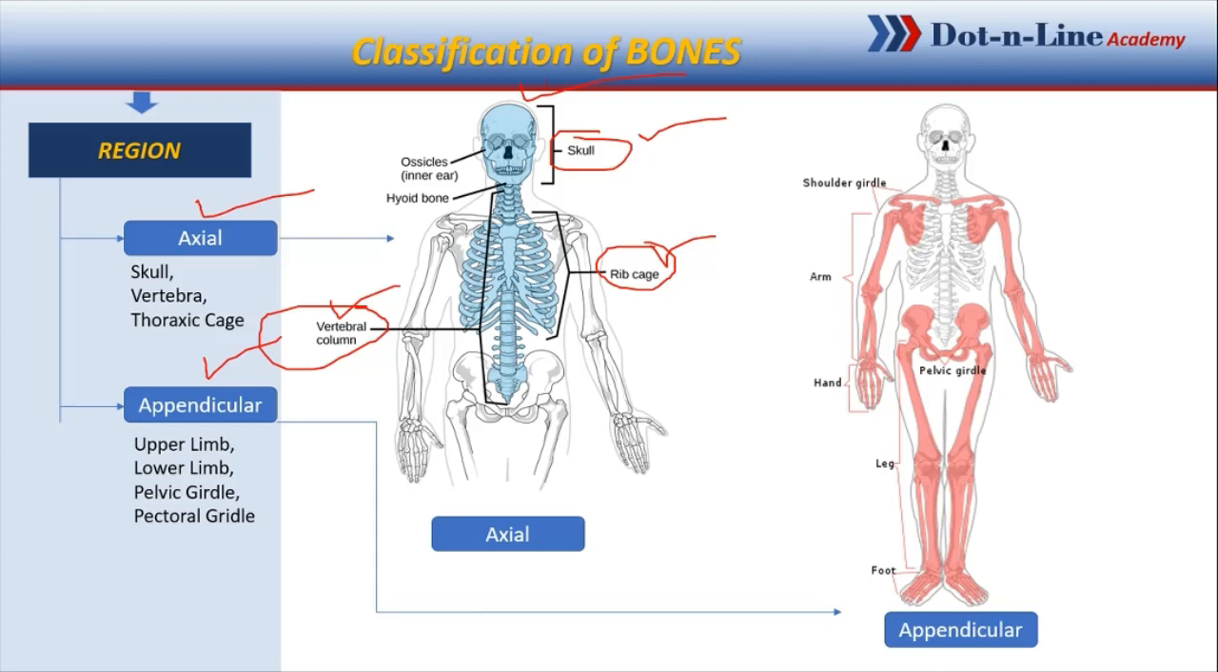Now coming to the appendicular bones. All the bones that form our appendices, our upper limbs and our lower limbs, are the appendicular bones. Okay, all the bones like humerus, radius, ulna, clavicle, scapula, femur and tibia.